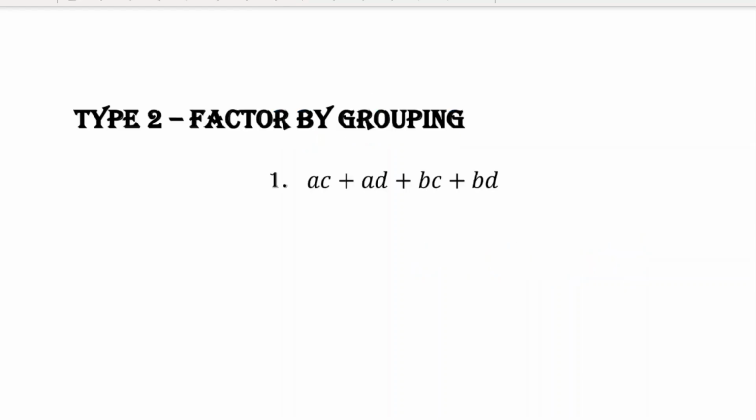The next type is factoring by grouping. This one you'll typically find has 4 terms, and you're going to factor parts of it, not all at once. So we are going to focus here on 2 of the terms, and then we're then going to focus on the second 2 terms.